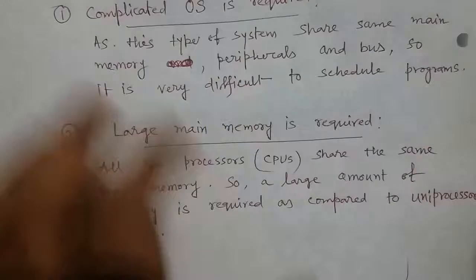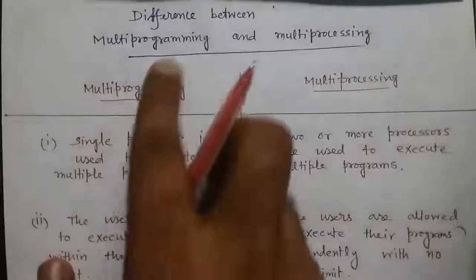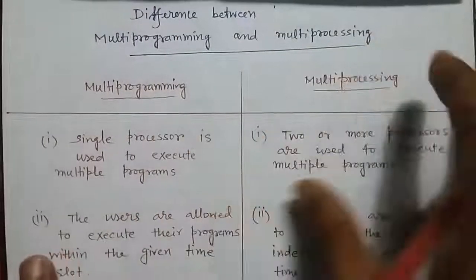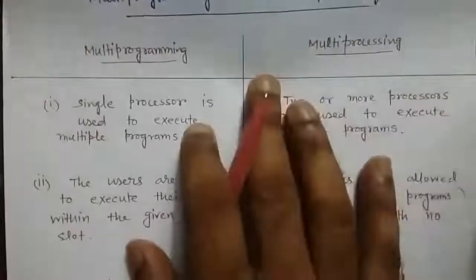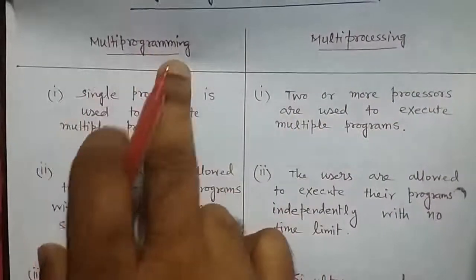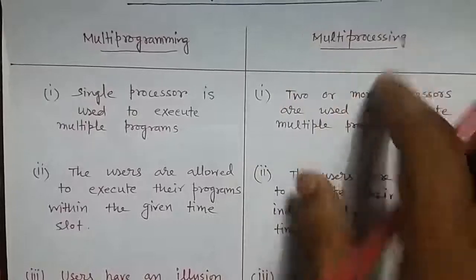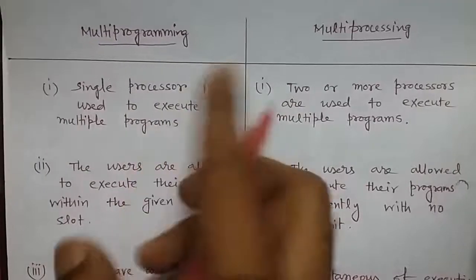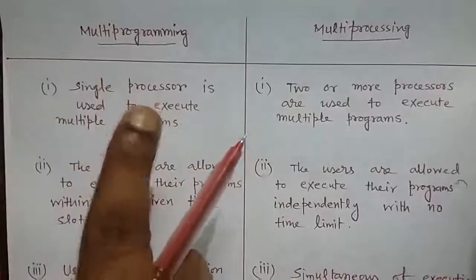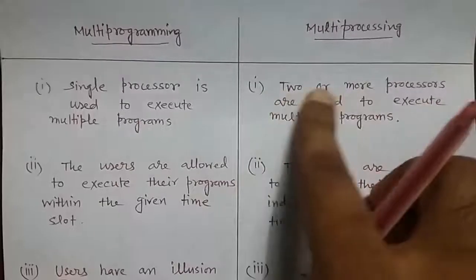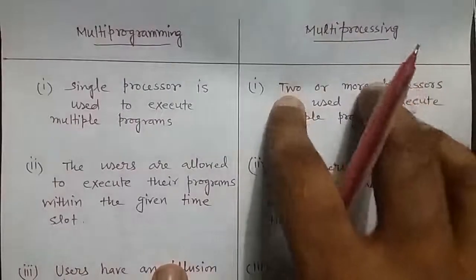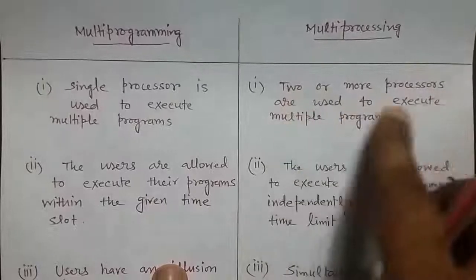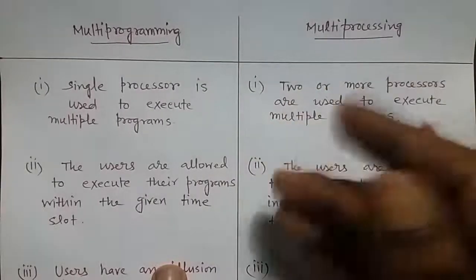Now we will discuss the difference between multiprogramming and multiprocessing. This is very important. So here I have already written, as you can see, on the left column multiprogramming and on the right column multiprocessing. So as you can see, a single processor is used to execute multiple programs in case of multiprogramming, isn't it? And in case of multiprocessing, as you have learned, two or more processors are used to execute multiple programs. That means multiple processors are used to execute multiple programs.